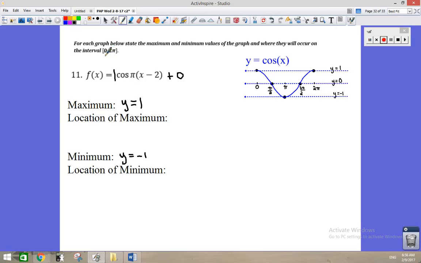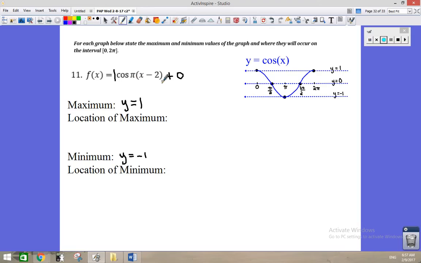Now, if they weren't restricting us on 0 to 2 pi, this max and min occurs an infinite number of times because the domain is a set of all real numbers, and this cycle just repeats itself forever to the left and to the right. But on 0 to 2 pi, let's figure out where it hits its maximum values and where it hits its minimum values. We know that it may not be the same as the parent function, because we've changed the period, because there's a coefficient in front of x.